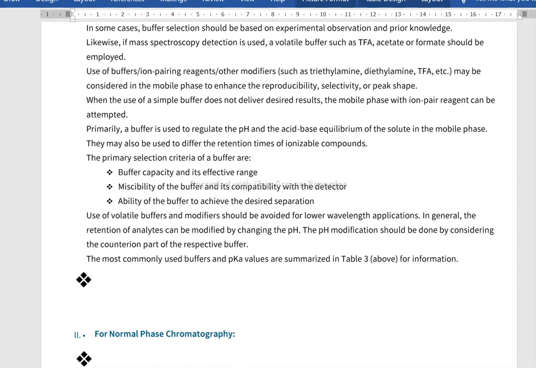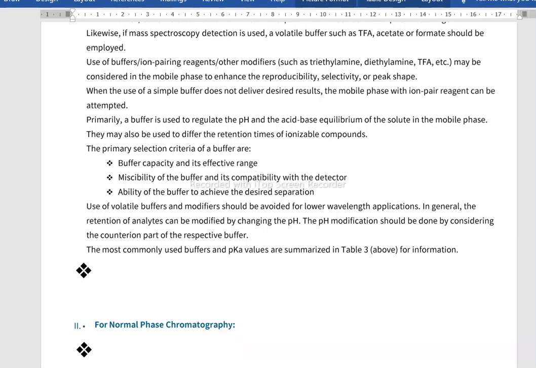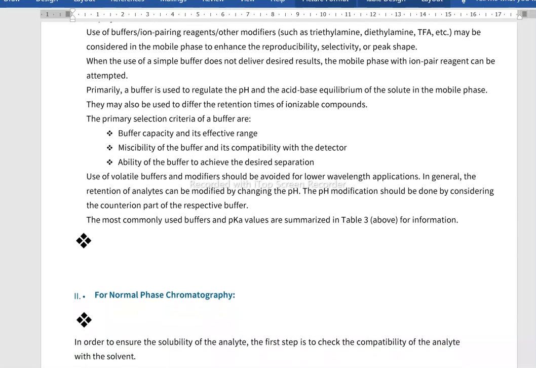In general, the retention of analyte can be modified by changing the pH. The pH modification should be done by considering the counter ion part of the respective buffer, because of the common ion effect. If you want to know what the common ion effect is, go to my videos and watch the video on the topic common ion effect. The most commonly used buffers and pK values are summarized in table 3, where you can easily remember and know.